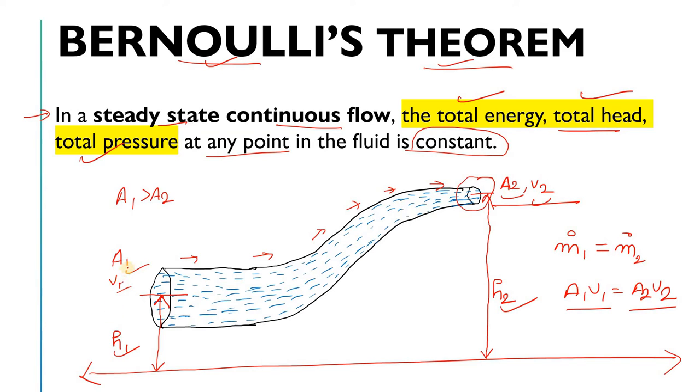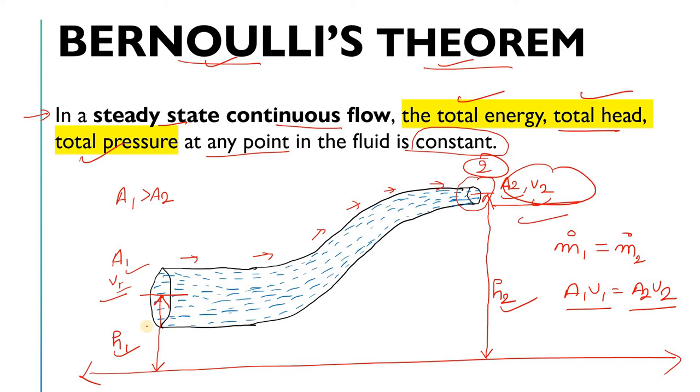Let's suppose you know the velocity at point 1, you know the pressure here, you know the height. If you do not know the velocity at point 2, you can calculate it with the help of Bernoulli's theorem. Or you can calculate the height from Bernoulli's theorem. You can calculate the pressure with the help of Bernoulli's theorem. Are you getting my points?